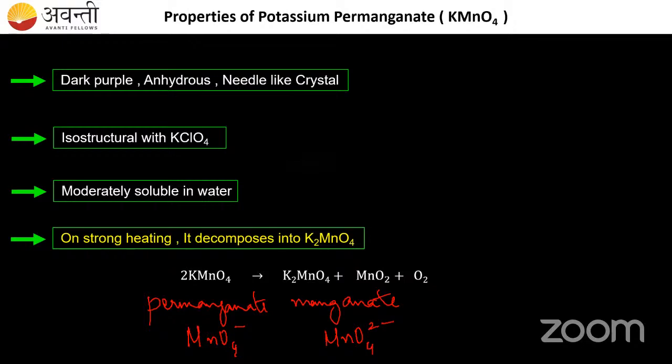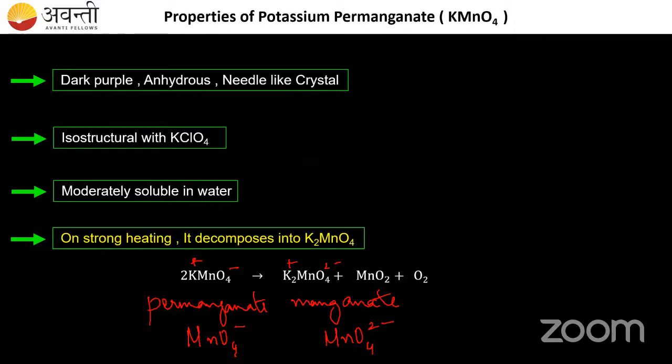So since we have only one potassium, it is K plus MnO4 minus. But here we have K2, 2 potassium. So it is 2K plus and MnO4 2 minus. Okay, so here 1 minus and 2 minus. Permanganate and manganate. Got it? So on strong heating, permanganate is decomposing to manganate ion. This is the fourth point.